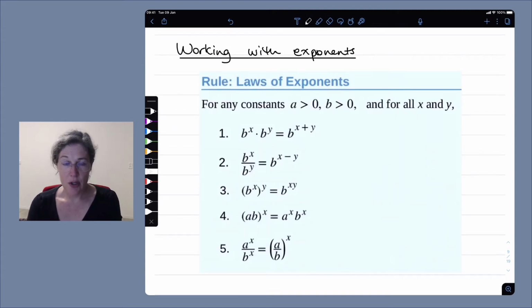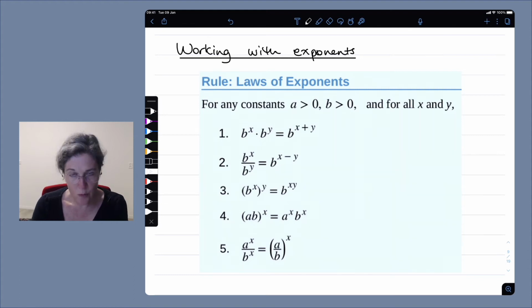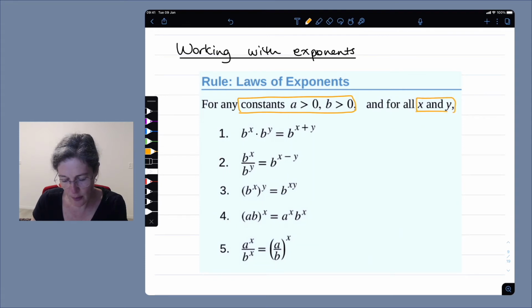So now that we've got these functions, we need to be able to work with them. We need to know what happens when we multiply two exponential functions or divide them, stuff like that. So we have the laws of exponents, which I hope you've seen before, so I'm going to go through these quite quickly. In these laws, we've got some constants. So a and b, please remember, are constants, and they're bigger than 0. And then we've got our variables, x and y.